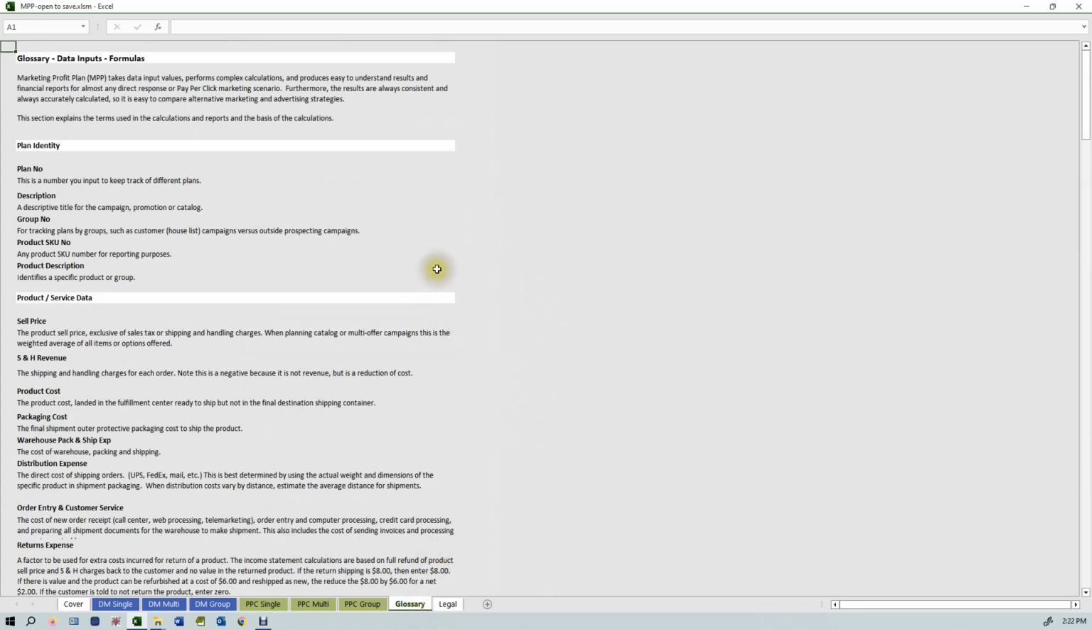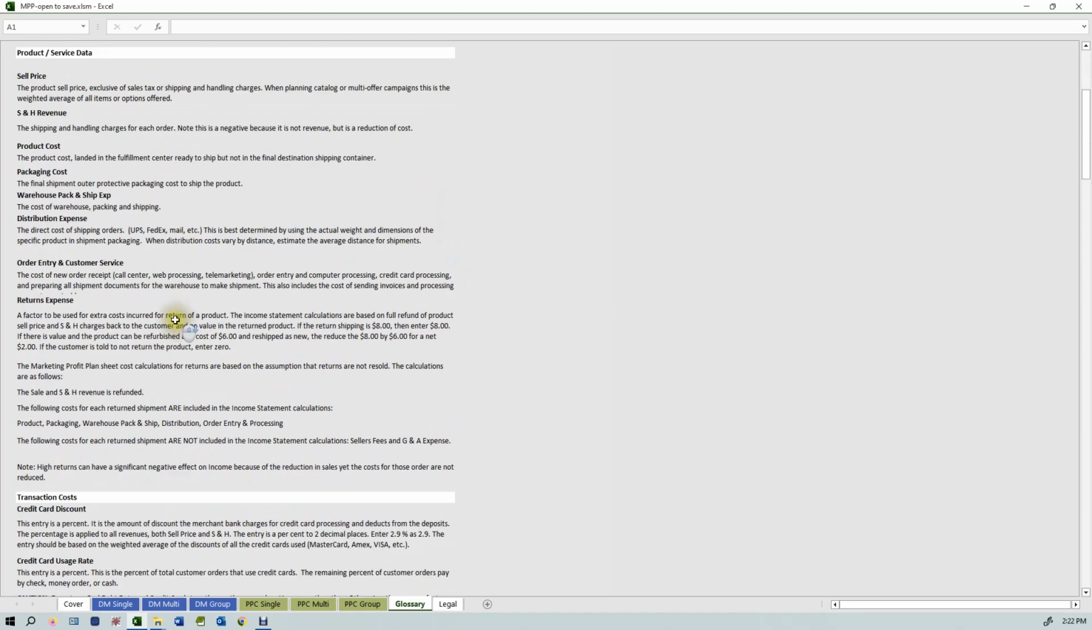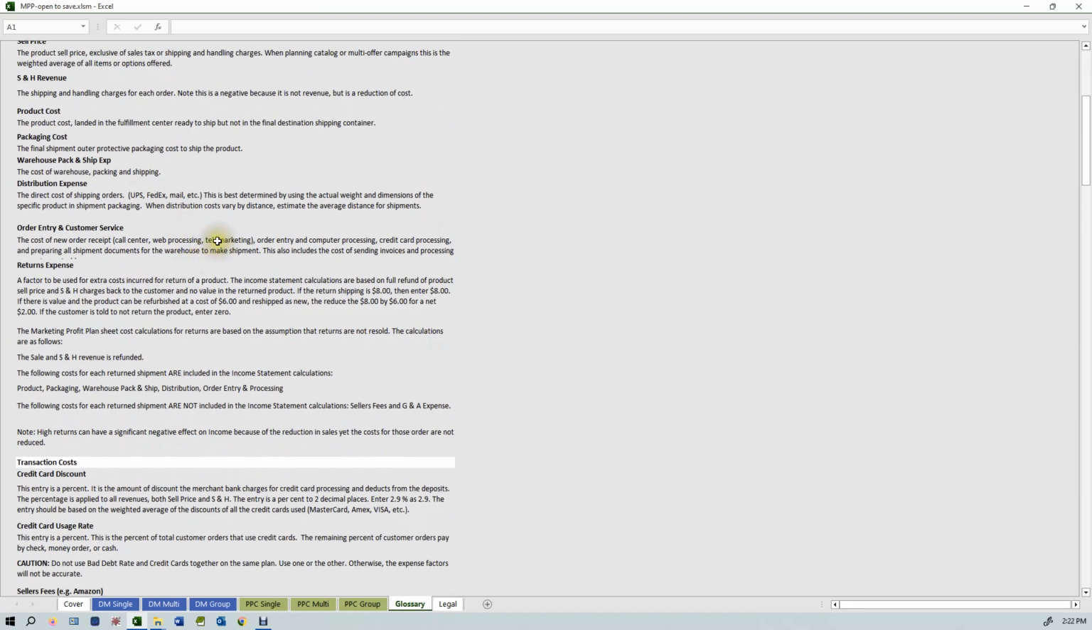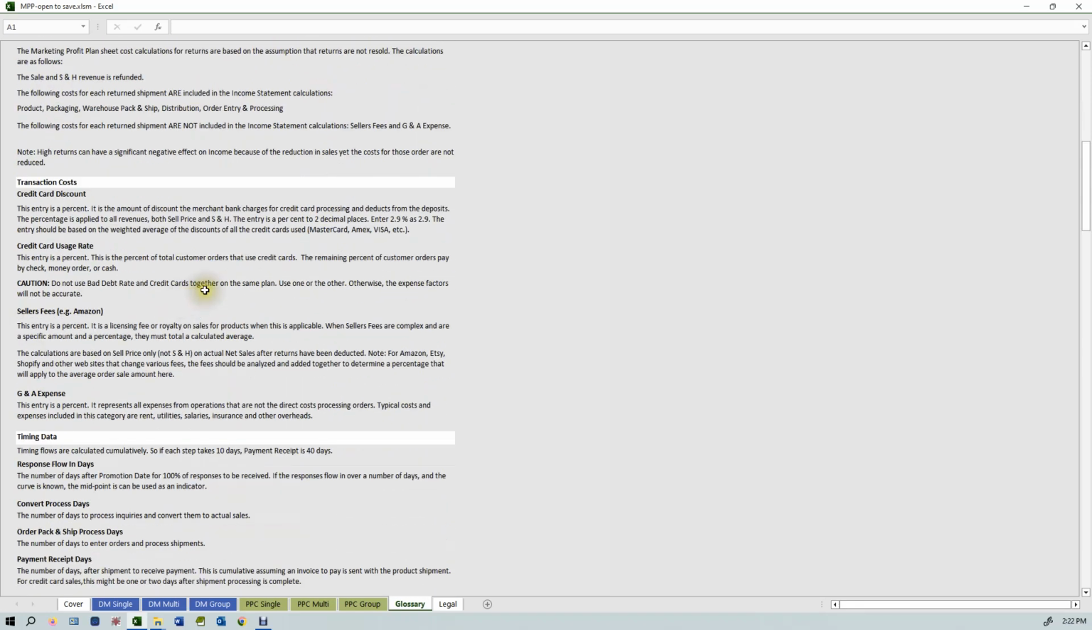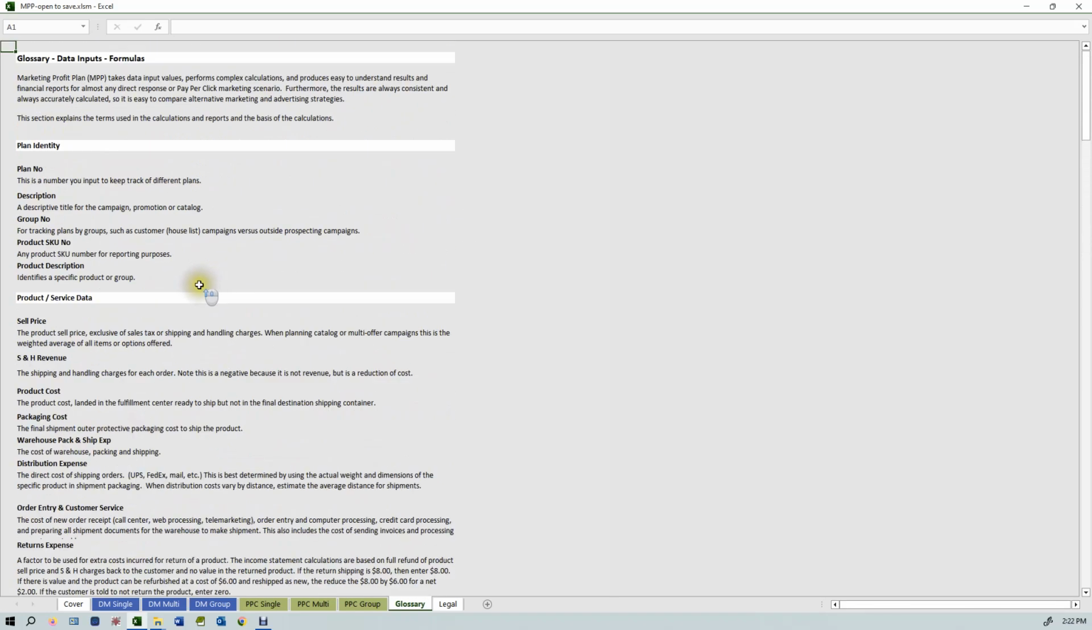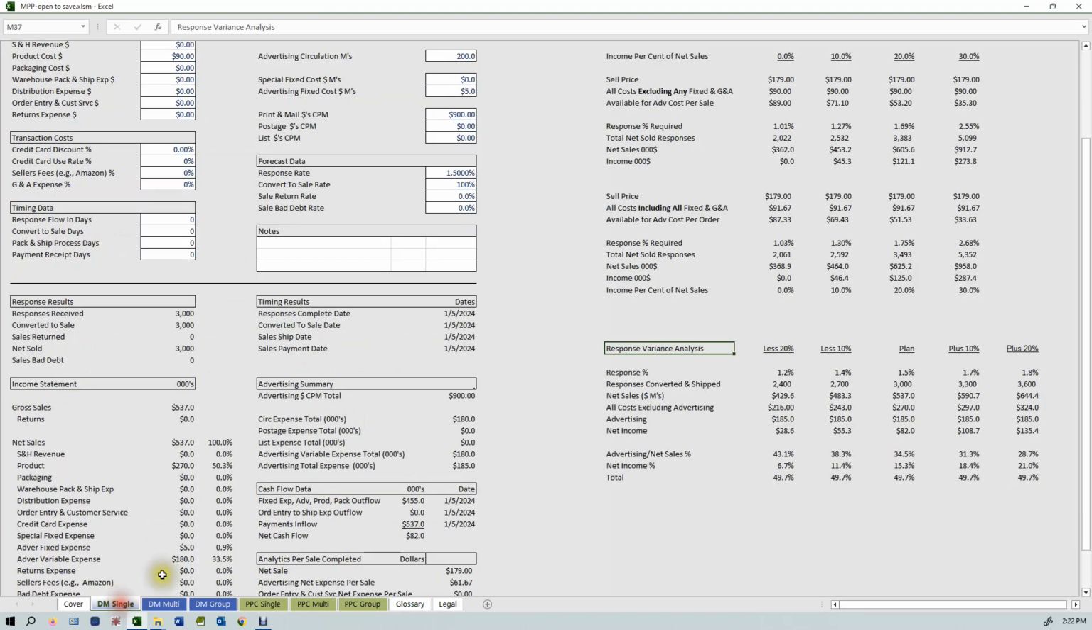The glossary sheet toward the rear of MPP gives descriptions of all the data inputs and outputs, and gives precise definitions of what goes in them, so they're easy to understand. And then also all of the calculations, so that there's no mystery as to what's going to be calculated beneath the skin, as they say. So that gives you a feel for MPP.